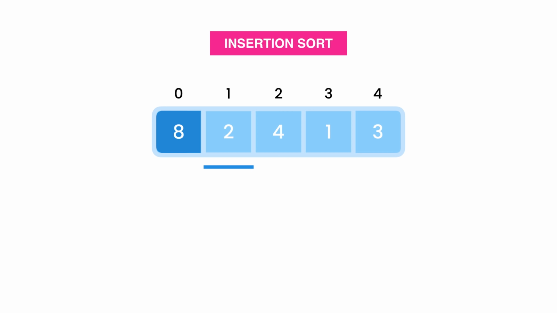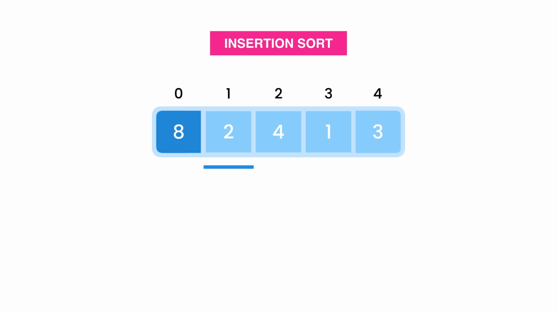Unlike the previous algorithms, we're not going to do a swap here. Instead, we're going to look at all the items we have seen so far. If they're greater than 2, we should shift them to the right to open space to insert 2. This is a key distinction between insertion sort and other algorithms we have talked about. Instead of swapping items, we shift them to the right. You'll see why in a second.